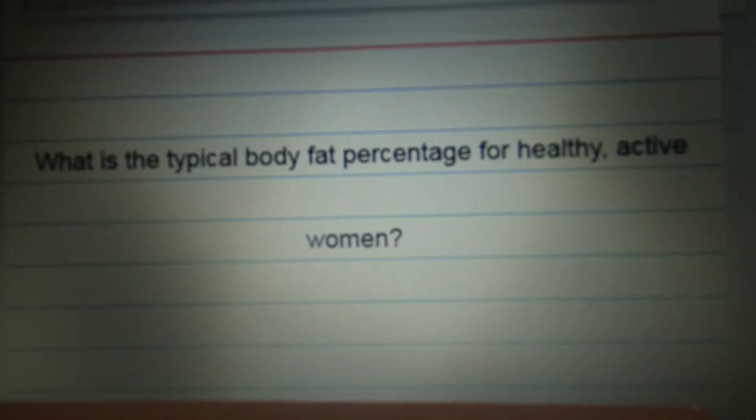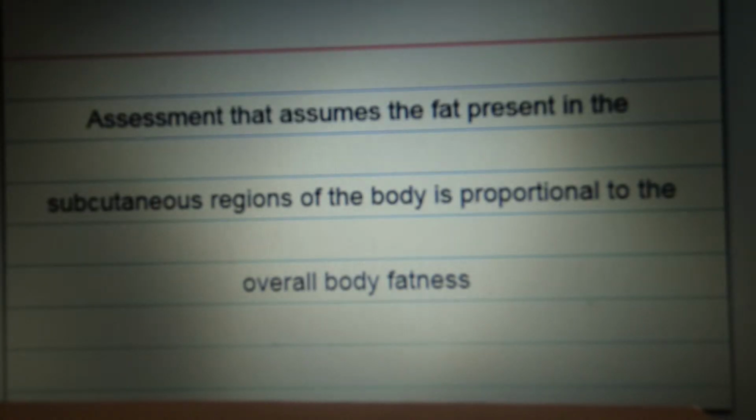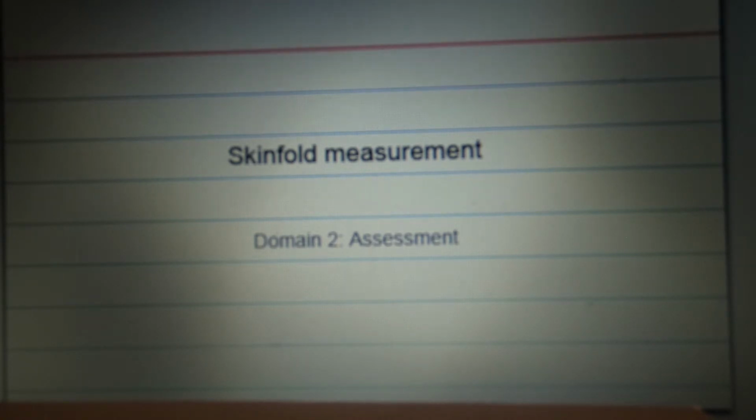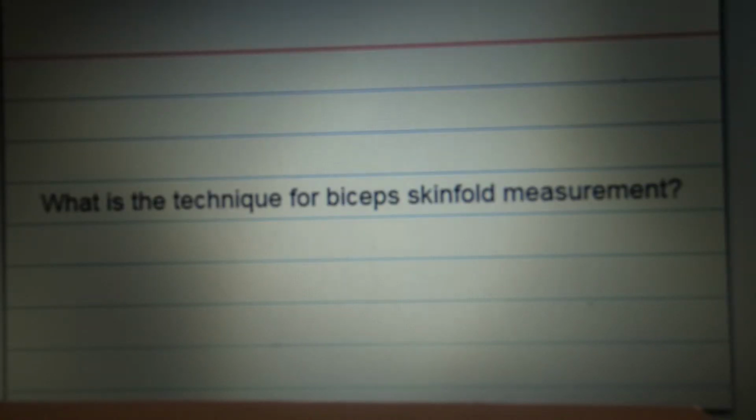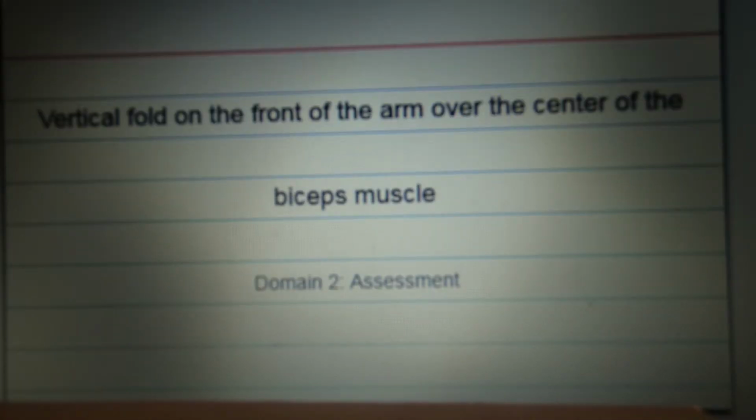10 to 20%. What is the typical body fat percentage for healthy active women? 20 to 30%. Assessment that measures the fat percent in the subcutaneous regions of the body is proportional to the overall body fatness. Skin fold measurement. What is the technique for biceps skin fold measurements? Vertical fold on the front of the arm over the center of the biceps muscle.